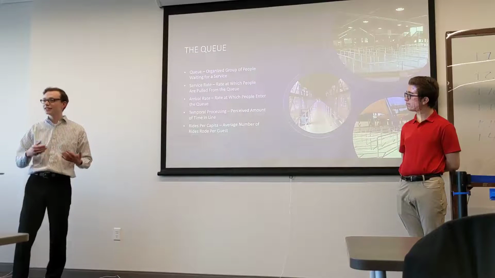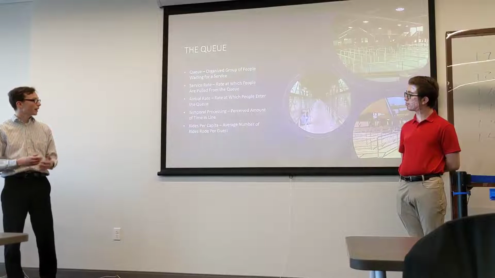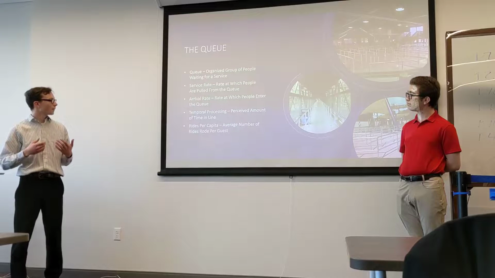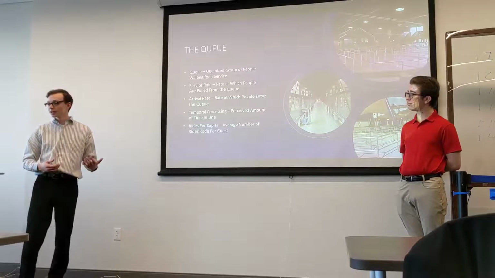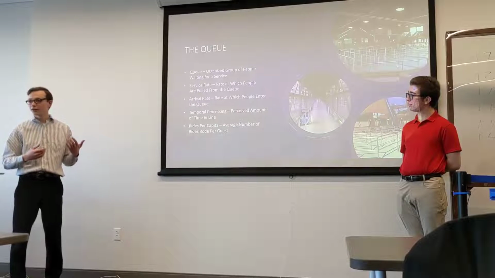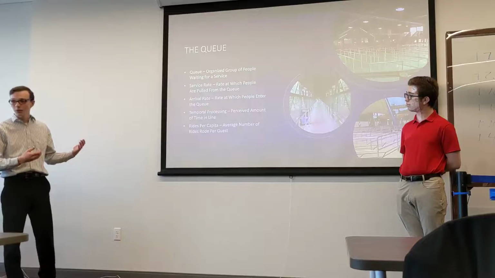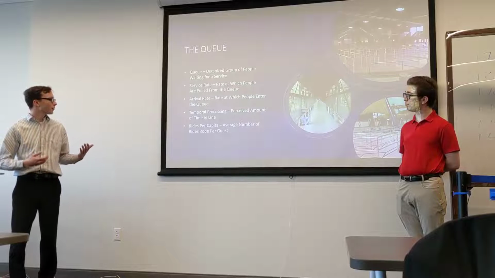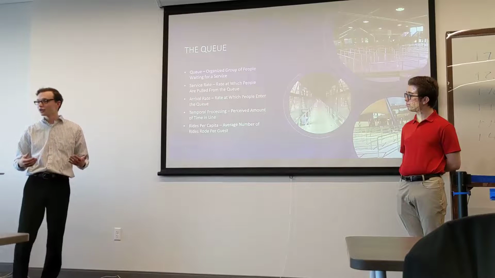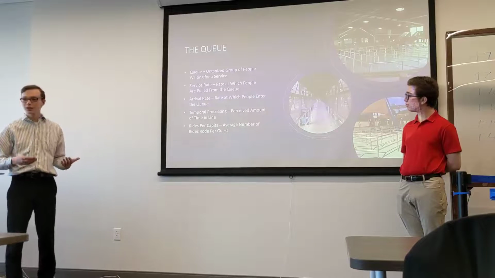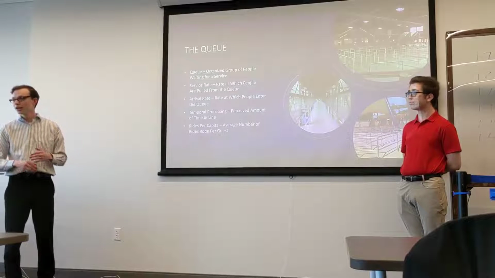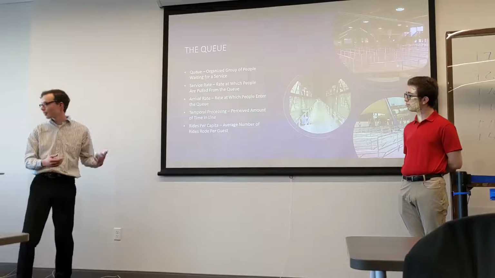Temporal processing is your guest's perceived amount of time in line. So say your wait was only 30 minutes, but it felt like you waited in line for 45 minutes. That was your guest's temporal processing. Rides per capita is your average number of rides rode per guest throughout the park in the day. So you take all your total ridership in the park, divided by the number of guests, that's your rides per capita.